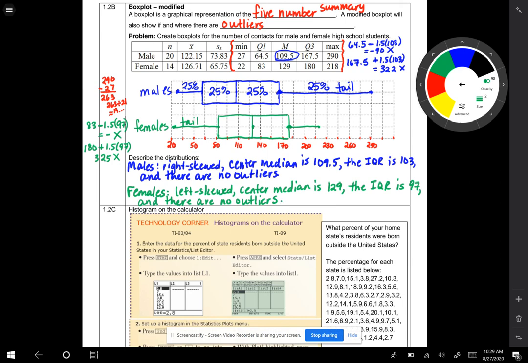There's one thing I forgot, and I was about to end here, but I did not label my box plot. So this is the number of phone contacts.